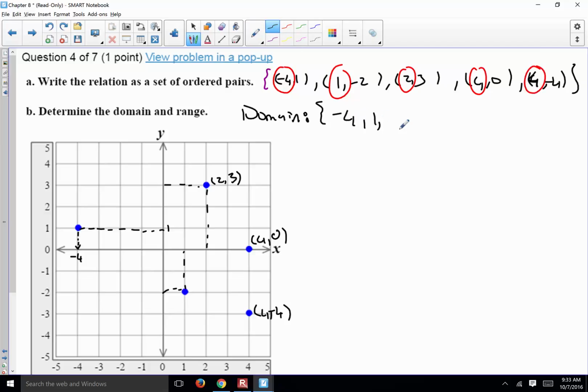-4, 1, 2, 4. Right? Don't repeat. Range: 1, -2, 3, 0, -4. Again, it's a lot healthier if you order them from smallest to biggest so you can avoid repetition. Did I get it right?